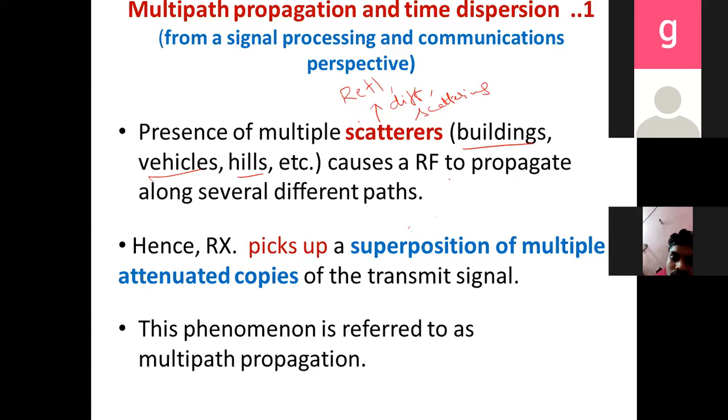By the time the signal comes at the receiver, it may be due to a direct line of sight communication, or may be reflected from some object, or diffracted and then reaches the receiver. So it is nothing but the summation of all the signals: the sum of x of n, where n goes from 0 to N minus 1, times delta of n minus tau, the summation of all the input signal components. This particular phenomenon is referred to as multipath propagation.